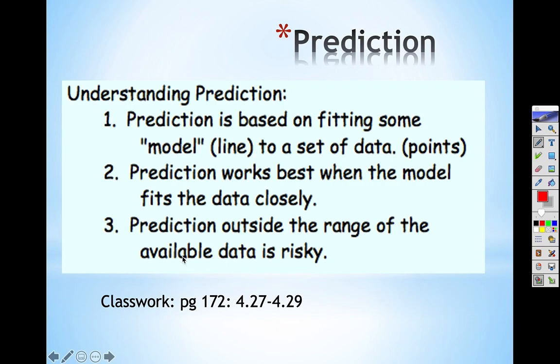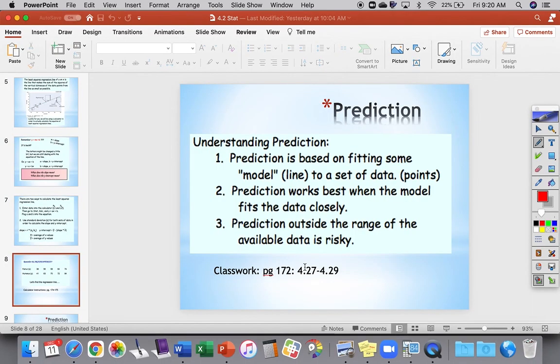You are going to test this right now, so have your calculators out. You're going to do a quick video check, and then you're going to do classwork 27 through 29, and that's the first half of 4.2.